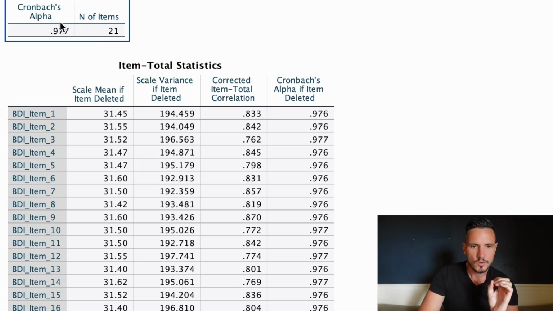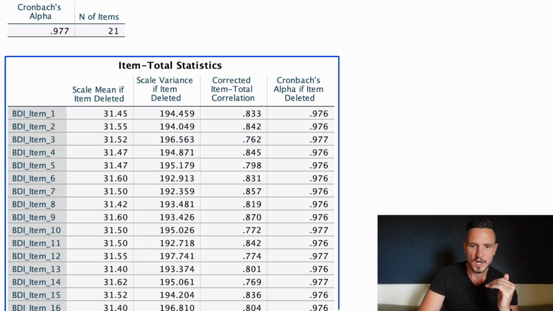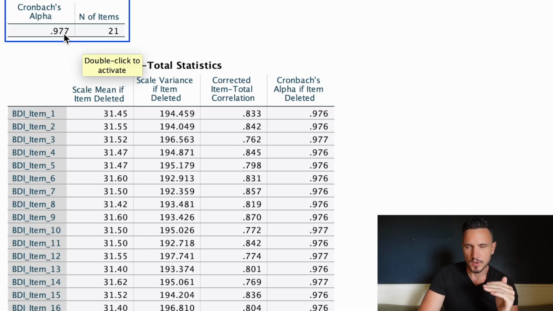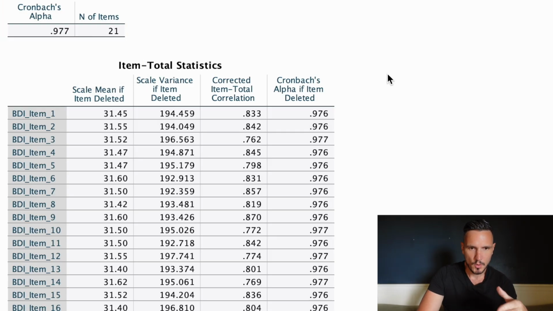However, if you saw that your Cronbach's alpha value was a little bit below 0.7, so it was just outside the acceptable range, and if you saw that removing one of these items would bring this value here above 0.7, then in that case you might consider removing one of these items. So that's essentially how we interpret the results of the Cronbach's alpha analysis.